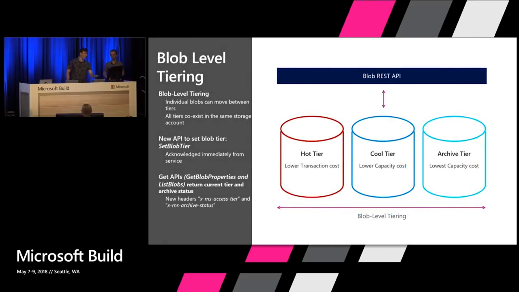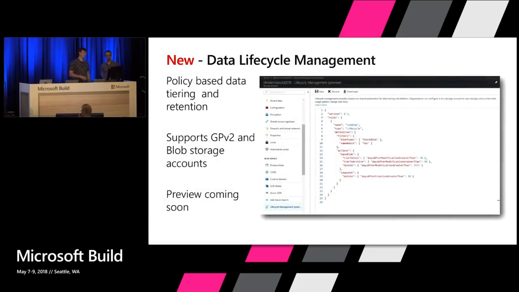We also introduced at that time, in December, a blob level tiering API. So this is called set blob tier. Individual blobs can move between different tiers all within the same storage account. So one storage account can have hot, cool, and archive data. Of course, since December, you've been able to do this manually. But now, we are introducing data lifecycle management to automate this process. So this is policy-based data tiering and retention, support for Blob Storage and GPv2 accounts, and preview is coming soon.